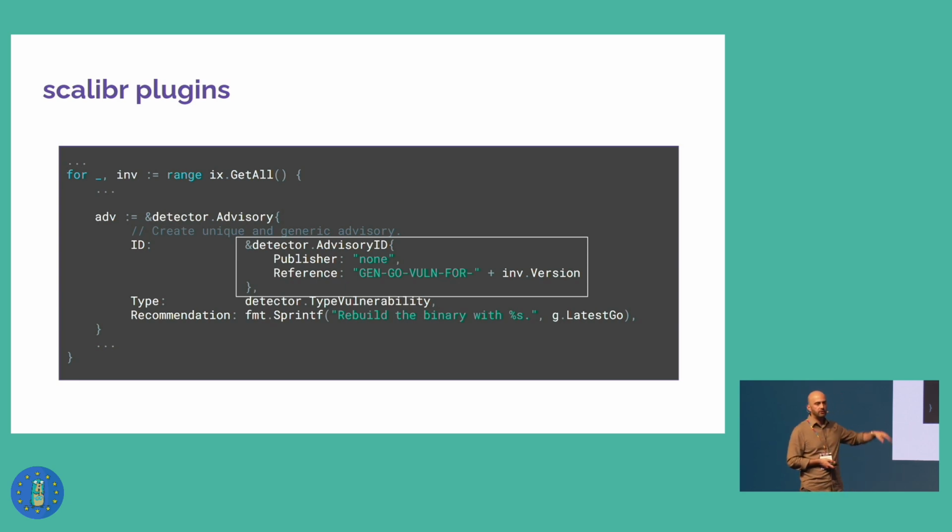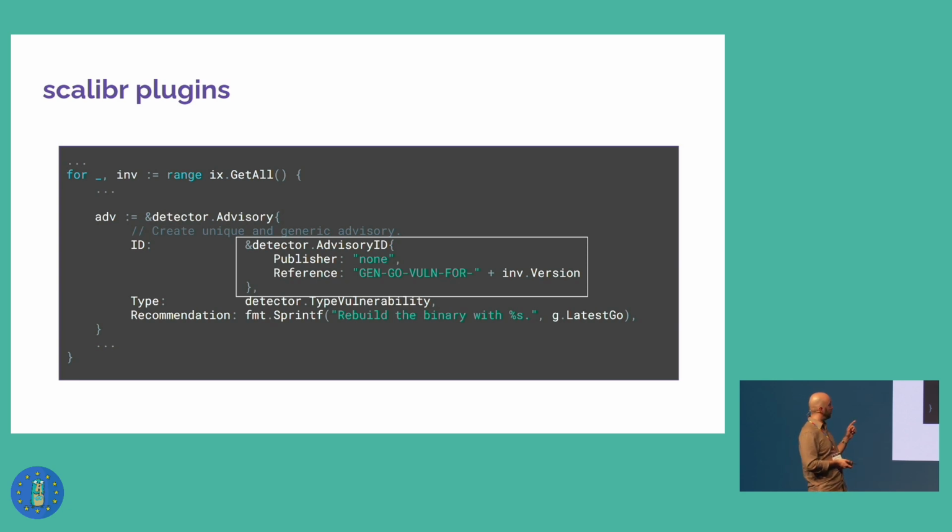I'm going to say publisher none. I could have put whatever. And reference, I'm just going to create some generic name for it, but it really doesn't matter. What is the type of this vulnerability, of this finding? It is a vulnerability. And as a recommendation, I'm just going to say, please rebuild this binary with the latest version of Go. It's really simple Go code.